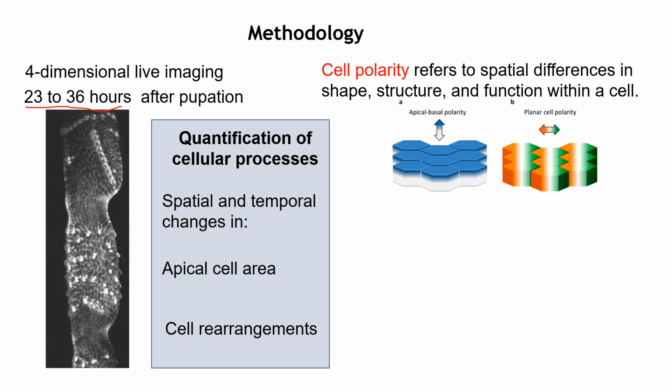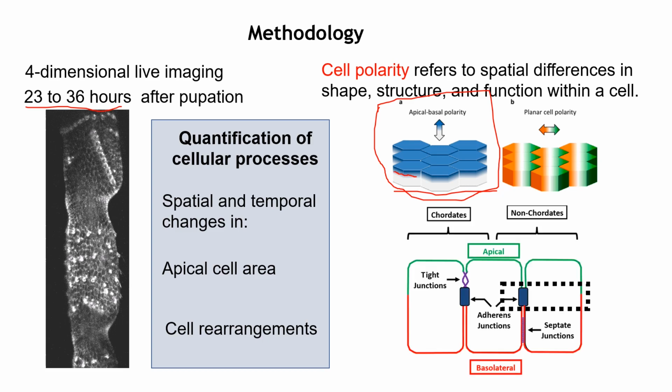One topic that we will talk about in more detail later, but right now I want you to make sure that you remember, is the concept of cell polarity. That refers to the spatial difference in shape, structure, and function within a cell, and there are 2 types: the apical and basal cell polarity and the planar cell polarity. This apical and basal cell polarity is very important for us. Why? Because what we image of the cell is this subapical region. Here you will have the cell matrix here. What you are seeing in all these movies is the subapical region.